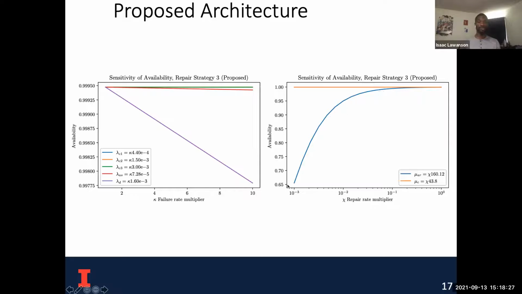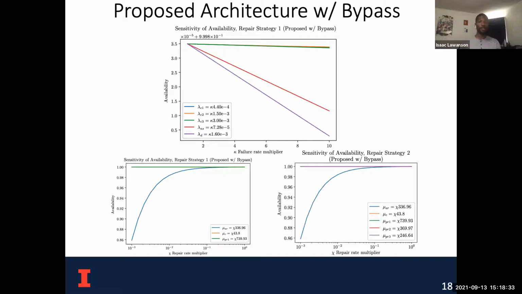If we reduce that, it drops to 0.65. But compare that to the baseline that was dropping all the way to 0.5. And then for our proposed architecture with bypass, we expect much higher numbers. Even when we increase the diodes and the active switches by up to 10 times their failure rate, the drop is still above 0.998 for repair strategy 1 and 2. Repair strategy 1 and 2 have pretty much the same graphs.